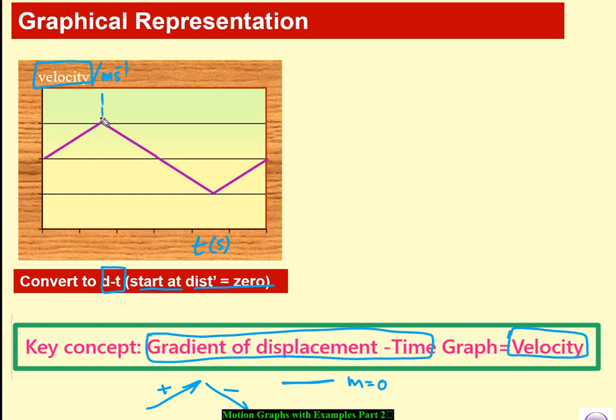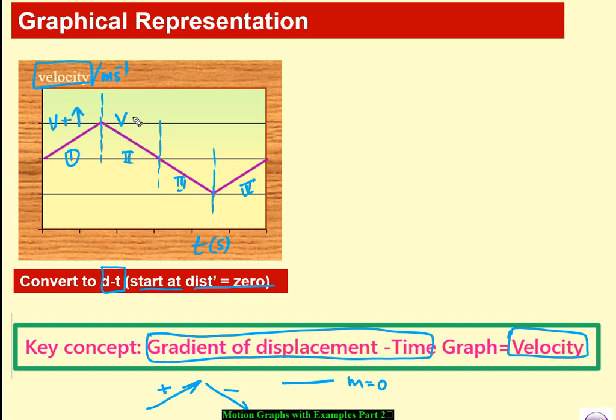First of all, the best way is to divide this graph into different parts. We can divide it into 4 different parts. Let's say this is part 1, this is part 2, this one is the third part and this is the fourth one. For part 1, we need to understand whether the velocity is positive or negative. The velocity is positive. Is the velocity increasing or decreasing? Velocity is increasing.